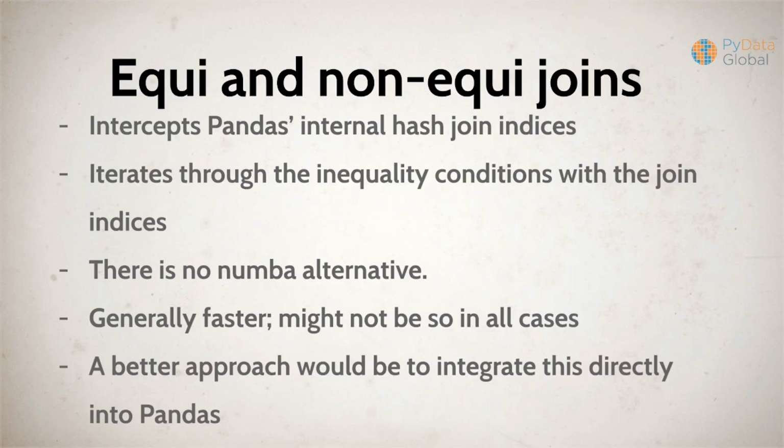One other option we have is equi and non-equi joins. It's a relatively simple implementation. All I did was intercept Pandas' internal hash join indices, iterate through the inequality conditions, and then create the data frame. So instead of creating the data frame and then filtering, I do the filtering and then create the data frame. Generally, it is faster. It might not be so in all cases. A better long-term approach would be to integrate this directly into Pandas, something similar to SQL's where clause.